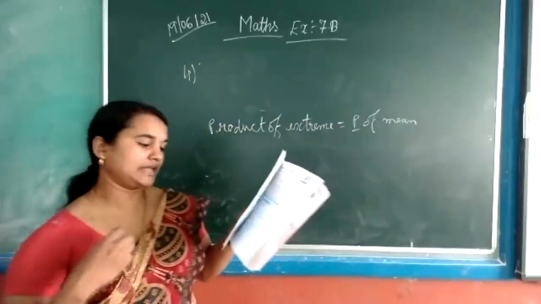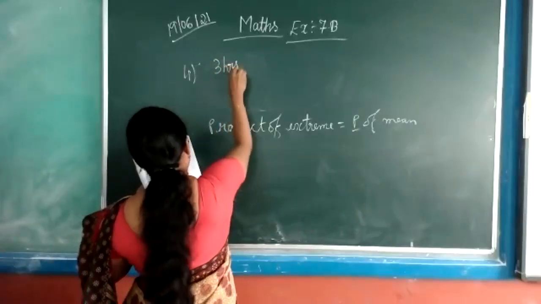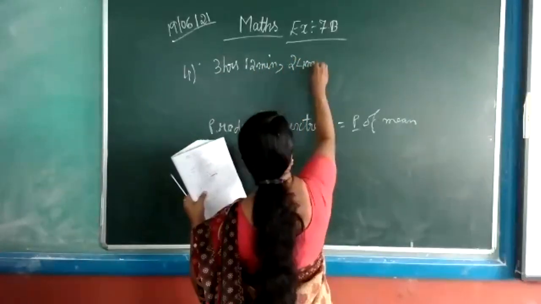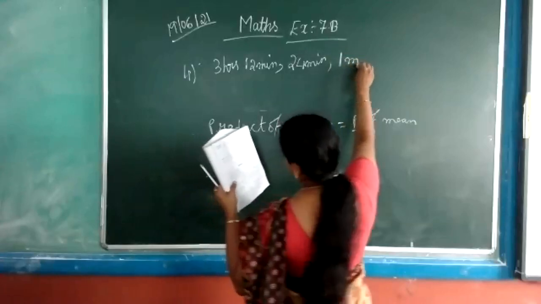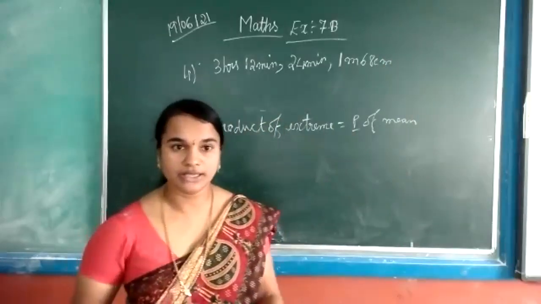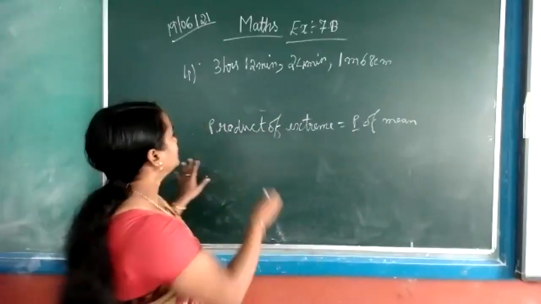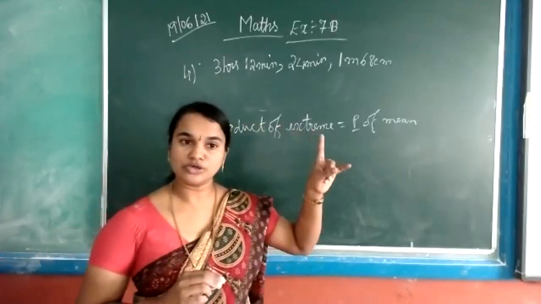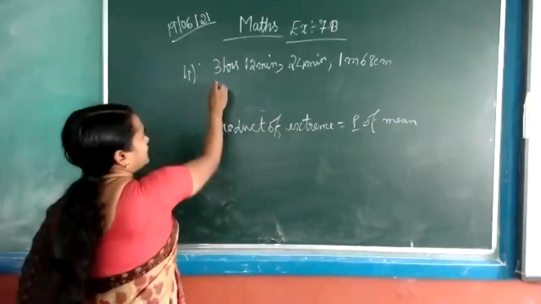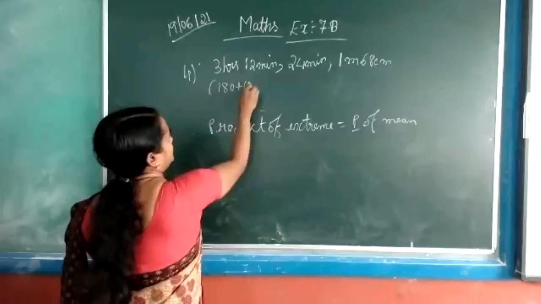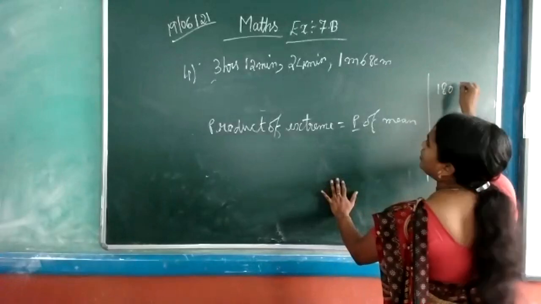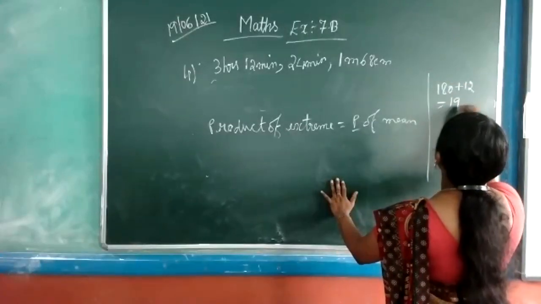Children, here it is given 3 hours 12 minutes, 24 minutes, 1 meter 68 centimeter. Be careful on this. I will explain how you have to solve it. Now 3 hours, 1 hour equals 60 minutes. Then 60 threes are 180. If you want, you can write 180 plus 12 in rough space. 180 plus 12 means 192 minutes.